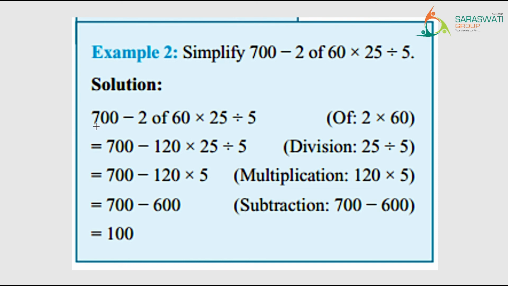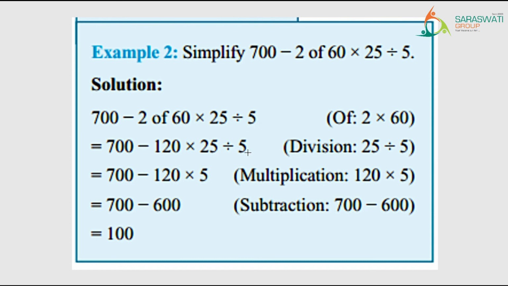So students, 700 minus 2 of 60. So next step में क्या लिखा है? 700 minus 120. Why? Because 2 of 60 means 2 multiplied by 60. जब भी ऑफ दिया हो तो आपको ऑफ की जगह मल्टीप्लिकेशन की साइन लिखनी है. So 2 multiplied by 60, 2 of 60, right? And that will be 120 that we have written over here in the first step, right?